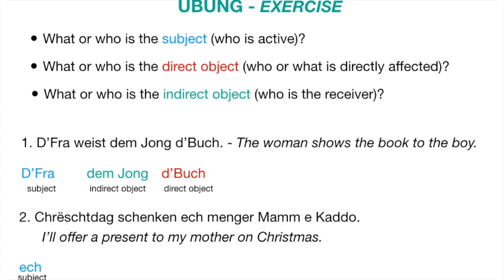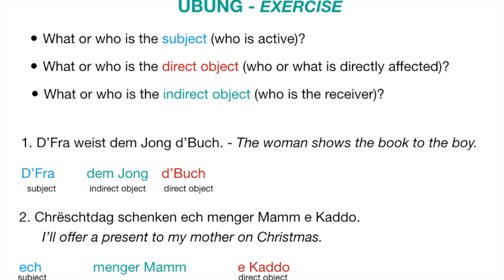So, this means ech schenken. So, I offer. And what do I offer? So, what is directly affected? Well, e Cadeau, so a present. So, this is the direct object. And now the last question, to whom do I offer a present? So who is the receiver? Well, this is meng Mamm.